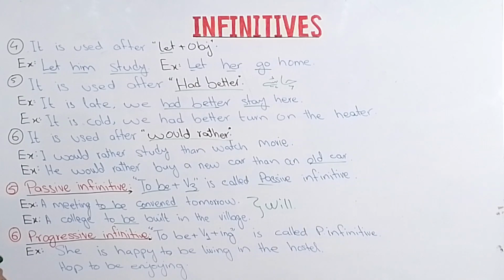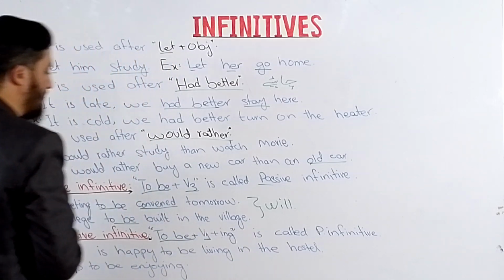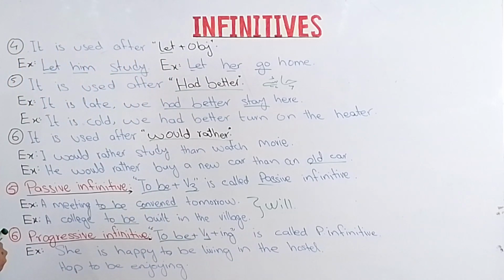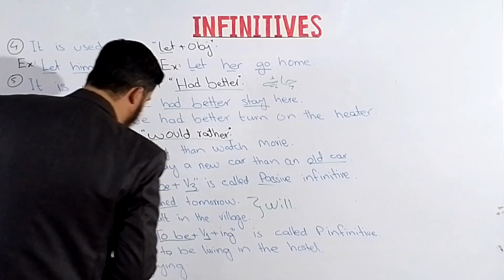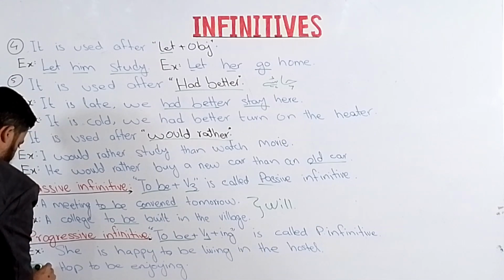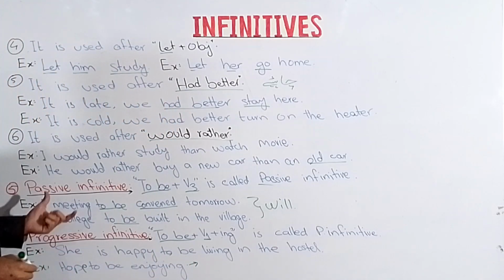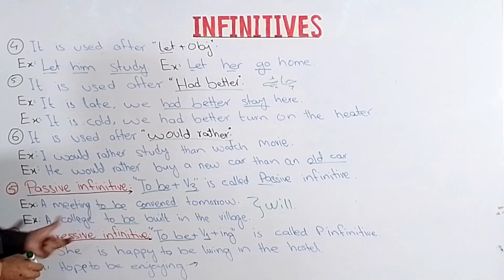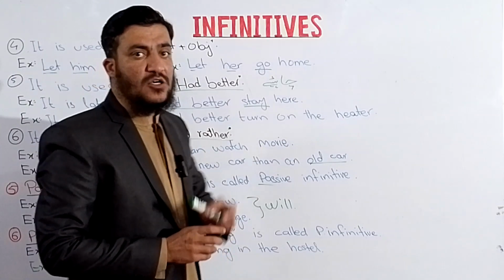Then comes the progressive infinitive or present progressive infinitive. It is called that whenever we use to be, then the first form of the verb plus ing, it is called the progressive infinitive. For example, she is happy to be living in the hostel. She is happy to be living in the hostel. She is happy living in the hostel. The next example says: hope to be enjoying, and we normally use this sentence at the end of letters. So we always use the progressive form because it shows an action in a continuous form.